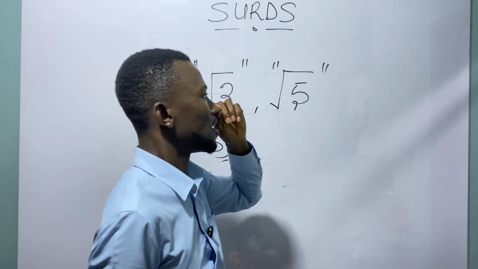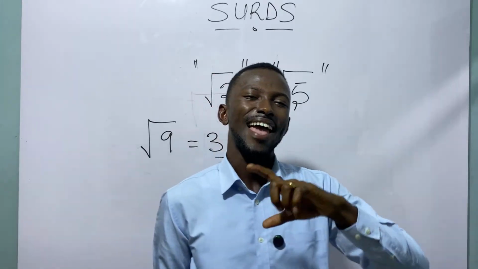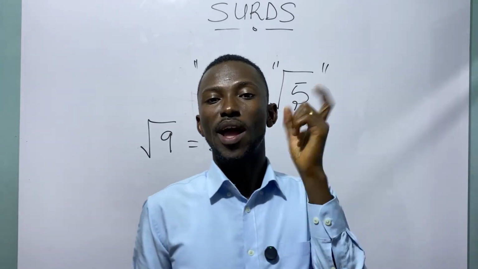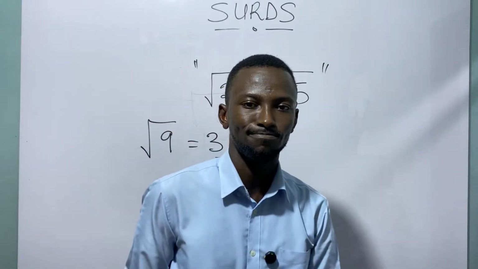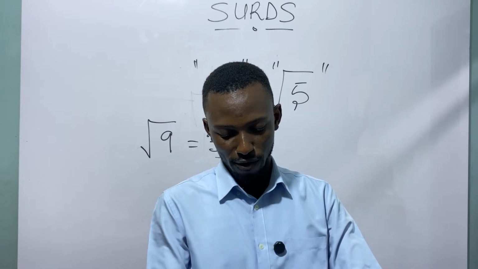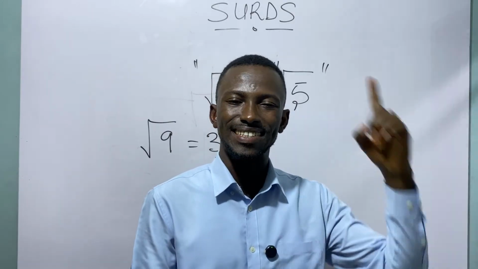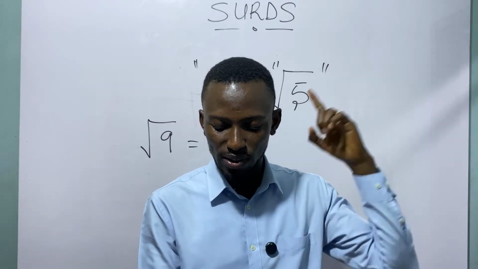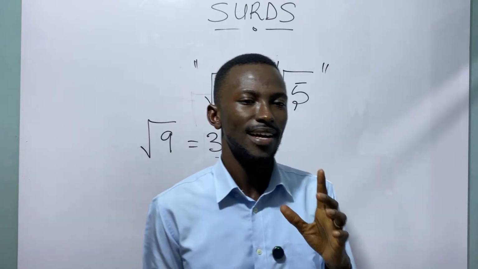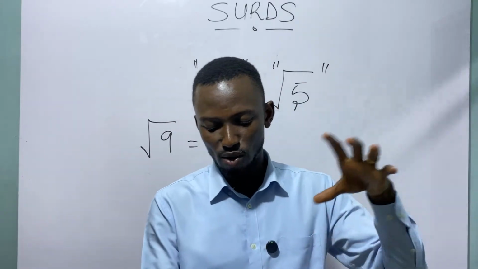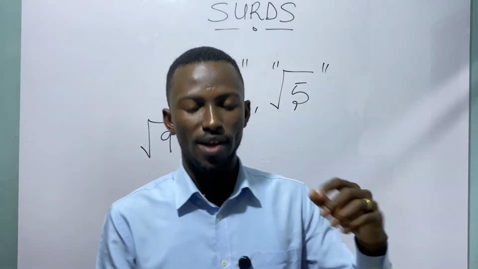I'm sure you got it. So if you have a number under a square root, and you cannot simplify it into a whole number, then that number is known as a surd. So what is a surd? Let me read the definition for you here. A surd is a root that cannot be written exactly as a whole number or a simple fraction. So keep that in mind.